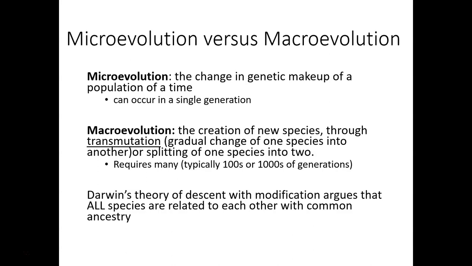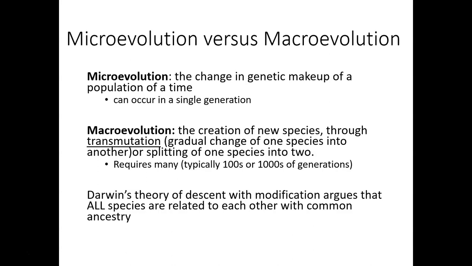For microevolution, we are looking at the change in genetic makeup of a population over time, or a change in how the population looks over time, as long as the appearance of the individuals is dependent on heritable components or genes. Microevolution can occur in a single generation or over a few different generations, but it's generally considered evolution over a short period of time that does not result in a new species, just in differences in genetic makeup of the population.